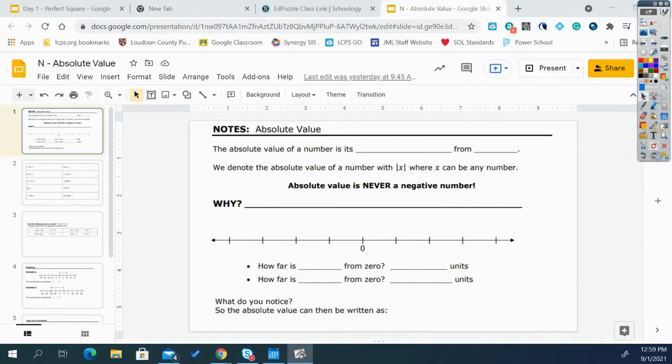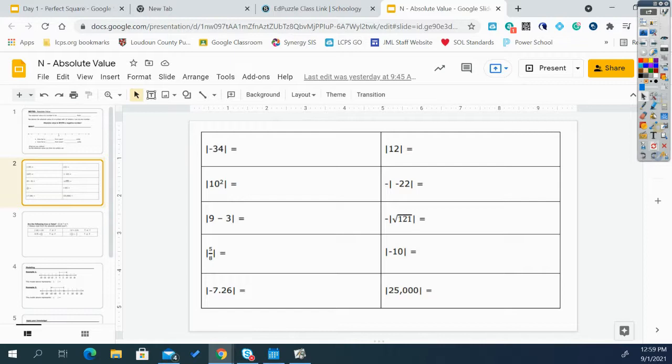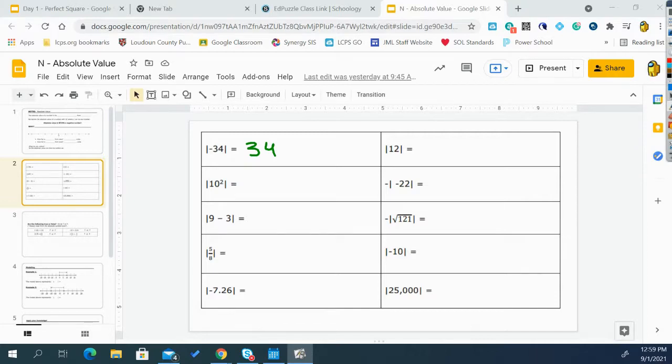Let's try solving some of these problems. So here we have the absolute value of -34. So even though it's negative, absolute value of -34 would just be +34. Go try finding the absolute value of 12 on your own. If you solve the problem, the absolute value of 12 is just 12. The absolute value just turns it positive.